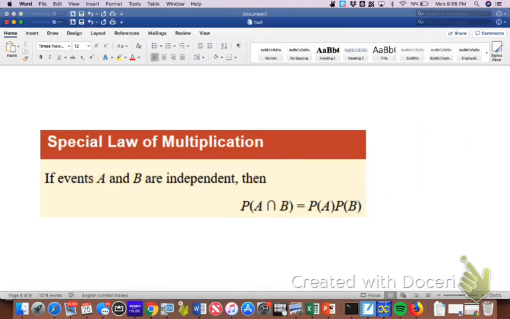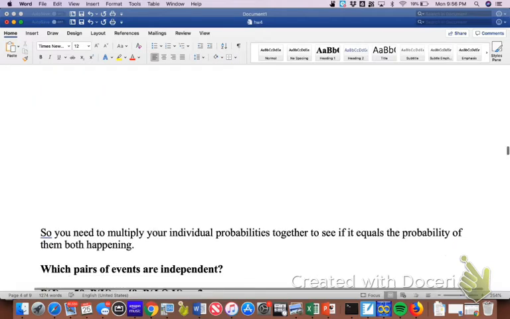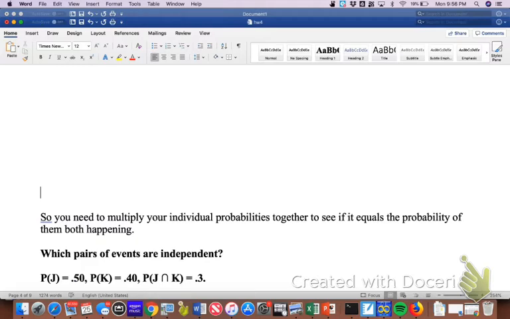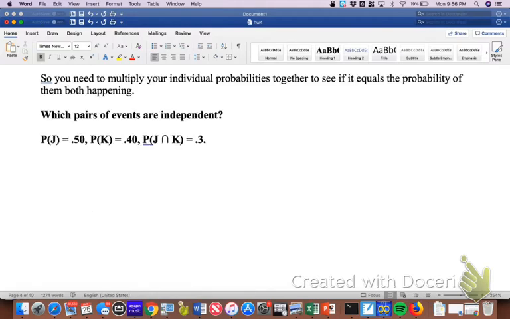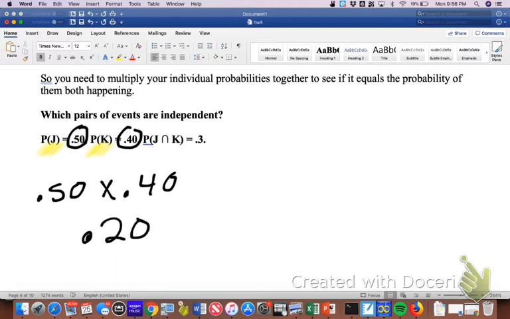So we're going to do a little test with a couple practice problems to see whether they are independent or dependent. The first example I have here is two events, the probability of J and the probability of K. If they are truly independent, I should be able to multiply their two individual probabilities together. So 0.50 times 0.40, which gives me 0.20.